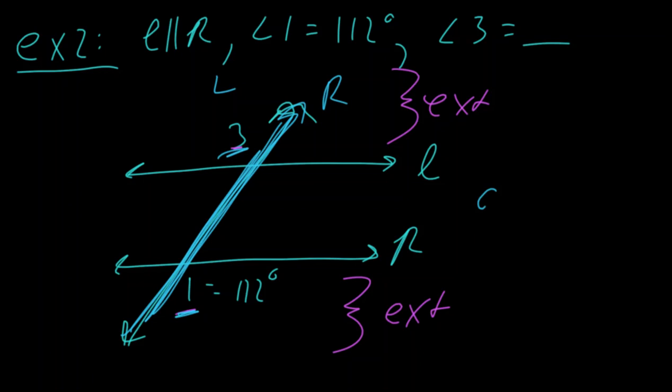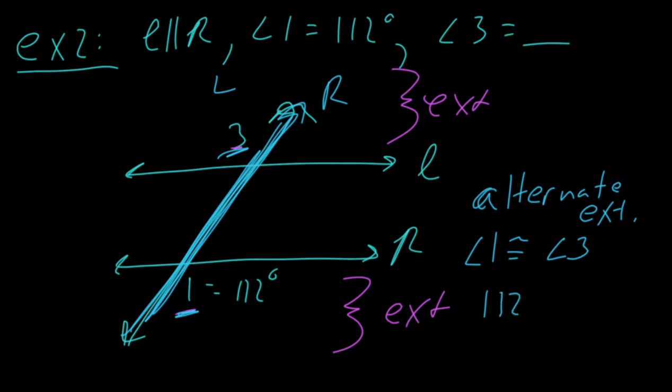So here's what we're saying. We're saying that angle 1 and angle 3 are alternate exterior angles because they're on opposite sides of the line and they're on the outside of those parallel lines. And what do we know? We know that they are congruent. So if alternate exterior angles are congruent, well, then if angle 1 is 112, then angle 3 must also be 112.